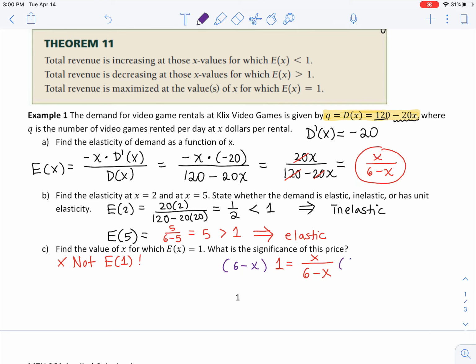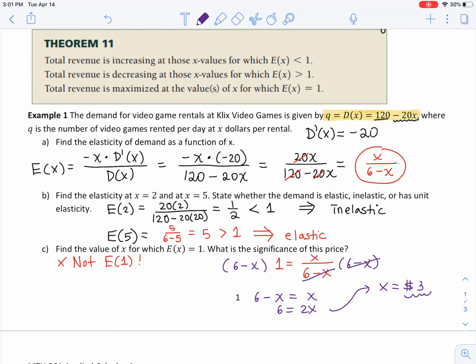If I multiply both sides by 6 minus x, I will get 6 minus x. If you distribute 1, it's just going to be that, equals x. If I add x to both sides, I get 2x. Therefore, x equals $3. So that is the price that results in unit elasticity. At $3 per rental, Clicks Video Games will maximize its total revenue. And that is the significance of this price, okay?